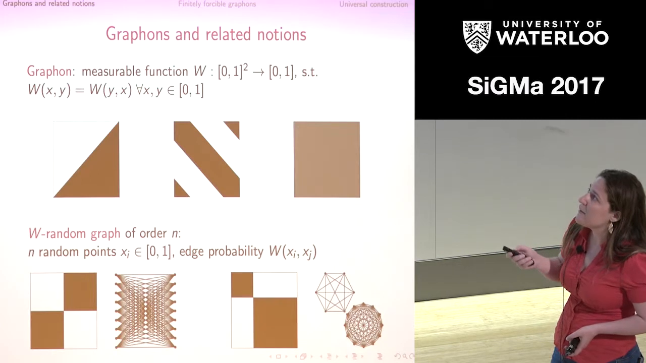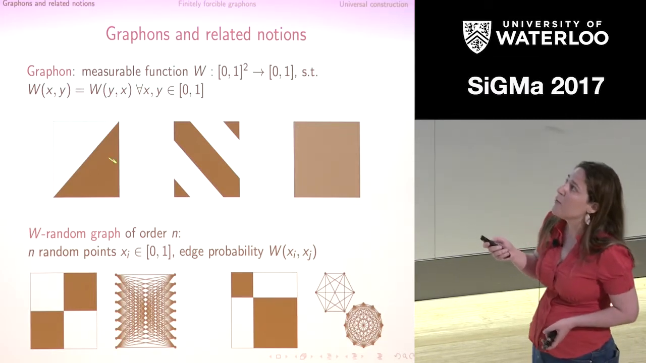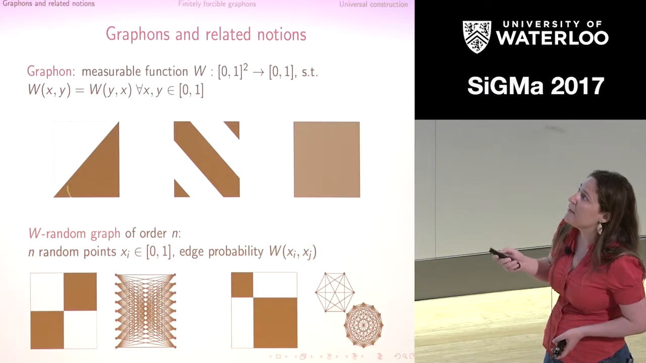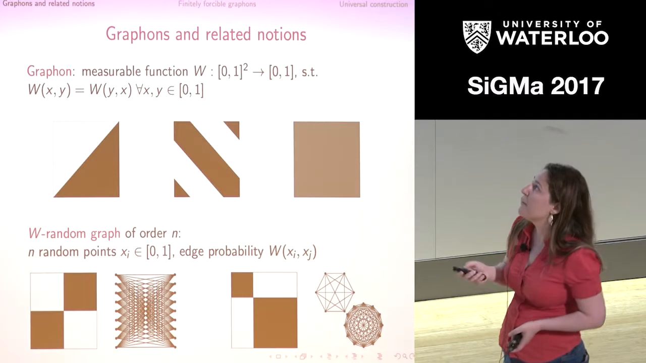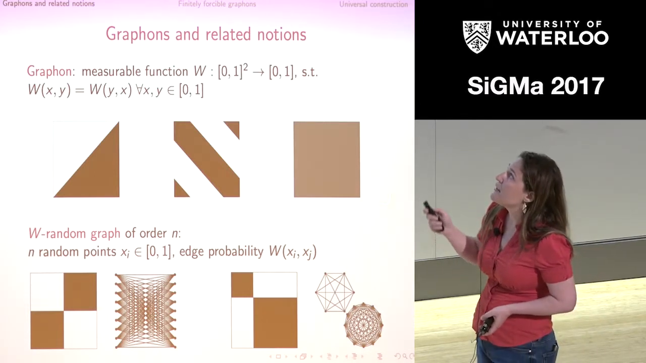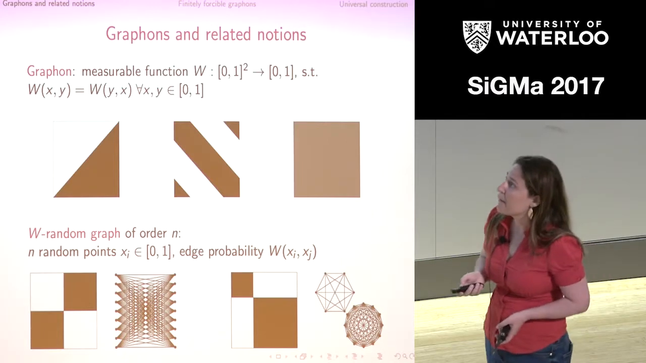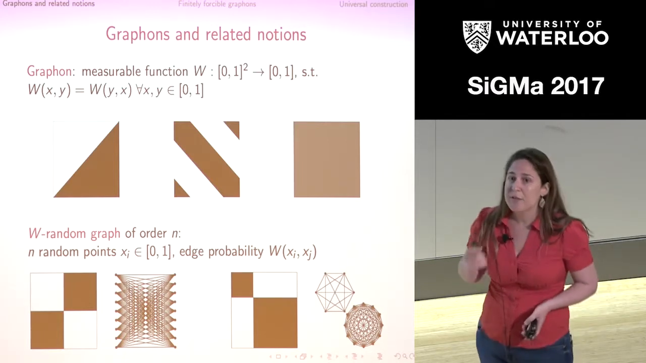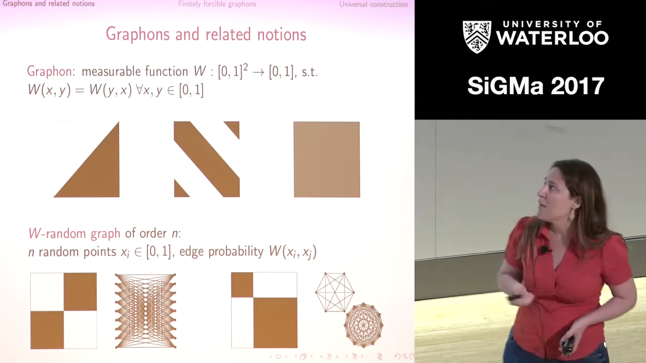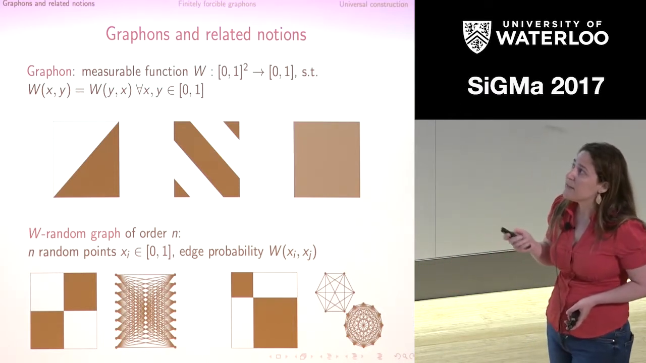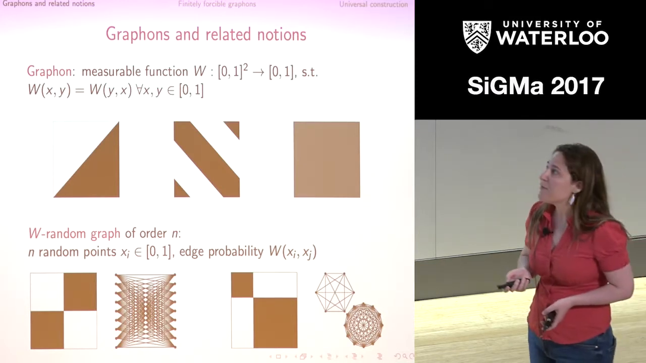So basically this function, for example, whenever x plus y is bigger than or equal to 1, has value 1, and otherwise has value 0. And in this one, for example, it's constant one half everywhere. And a key notion that allows us to talk about graphs and graphons is a sampling method, the notion of W-random graphs.